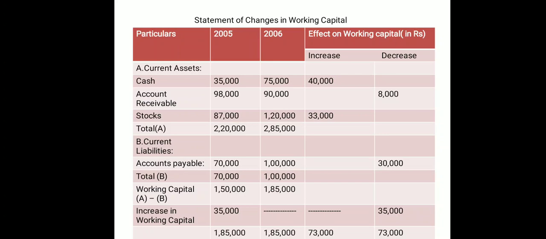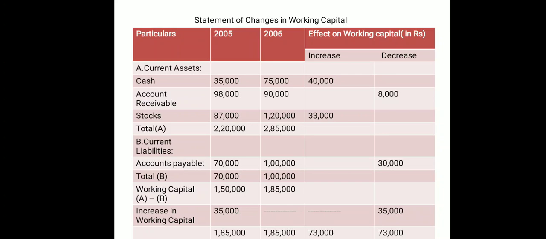And then again under your general rule, decrease in a current asset means decrease in working capital. So we'll post that 8,000 in your decrease column. Okay, now the next item we have in the question is stock.